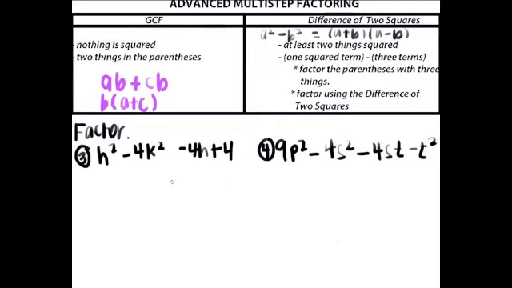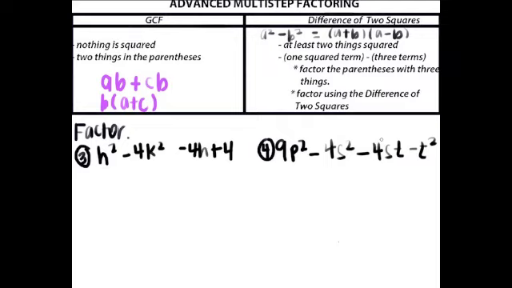So like in number 3, I have this h squared, and I have this 4k squared. This is squared, this is squared, that's squared. So all of them have at least two things that are being squared. So that tells me it's going to be a difference of two squares problem. So here is how we set these up.